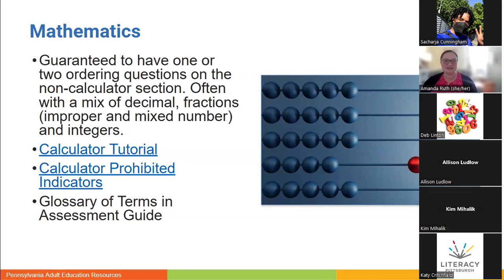So looking at some of the things that we can do to help our students that are struggling in this area, one of the things that you're guaranteed to have one or two questions about in the non-calculator portion of the test is some ordering questions. Oftentimes they're mixing decimals, fractions, and integers together. So looking at the positive half of the number line and the negative half, as well as how comfortable they are with manipulating those fractions and the decimals.